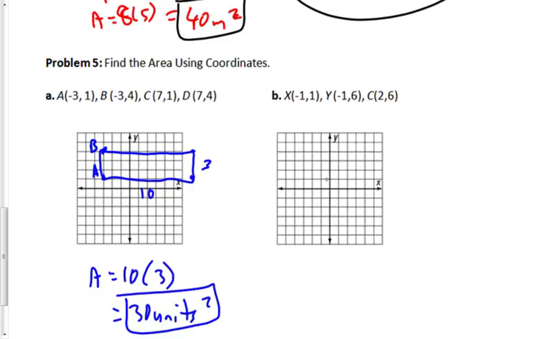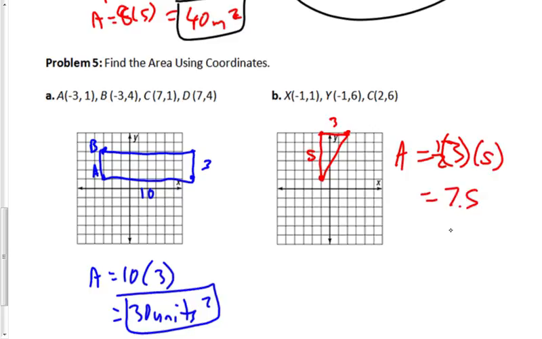Letter B, we have -1, 1, -1, 6, and 2, 6. So not quite as easy because it's a triangle, but it does still go along the horizontal and vertical. So we have a 3 by 1, 2, 3, 4, 5. So area, we still have to do times 1/2, and then a base of 3 times the height of 5. And 1/2, 3 times 5 would be 7.5 units squared.